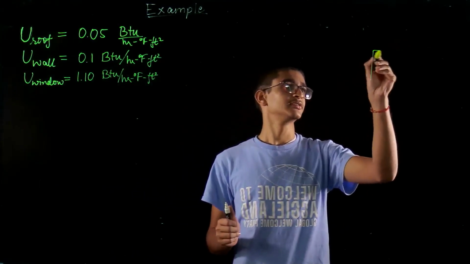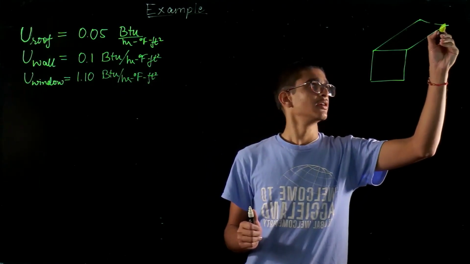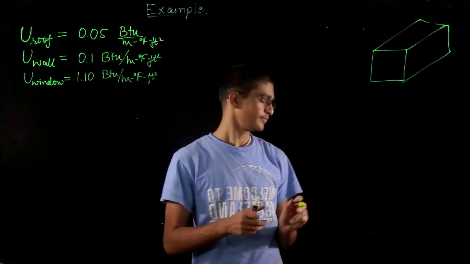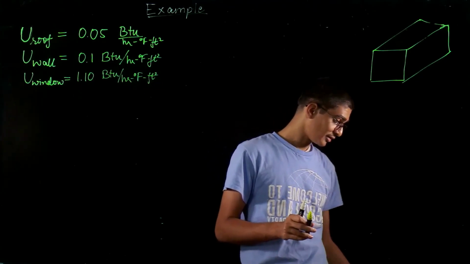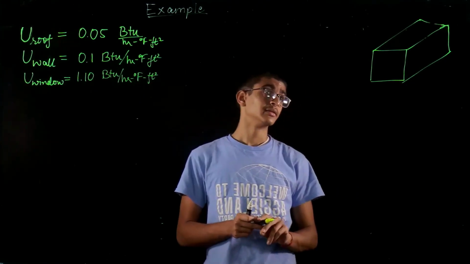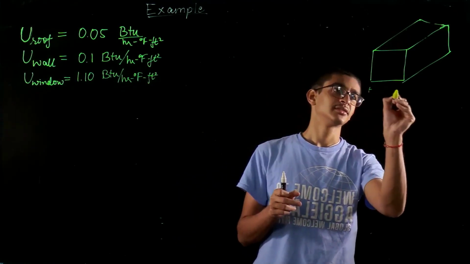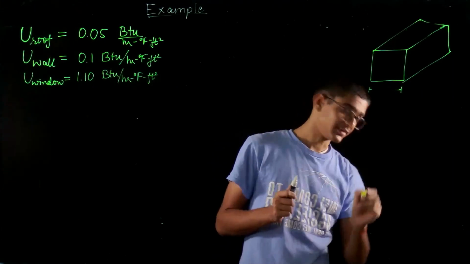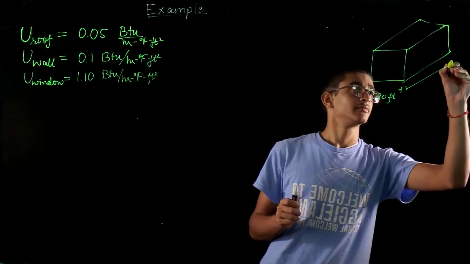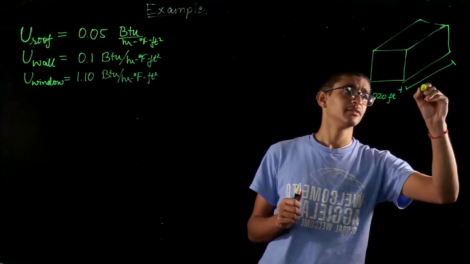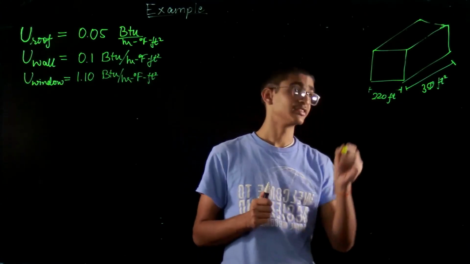So my building is something like this. It's lengthwise long, and the areas are available to me. Let's suppose the areas are available to me. The lengths are given. The length is 220 feet. This is 350 feet, and the height is 45.